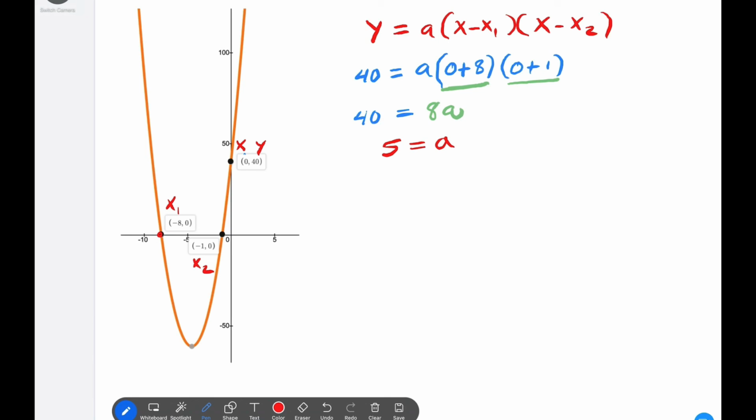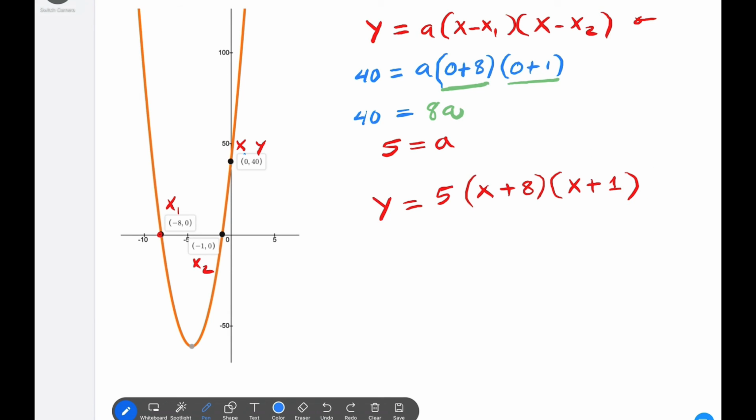Okay, once you got a, then you need to go back to this right here to write the equation. So it's going to be y. Don't change y to 40. We're done with that. Equals a, which is 5, times x minus a negative 8, x minus a negative 1. Then you simplify that sign.